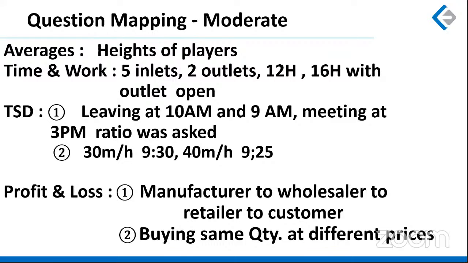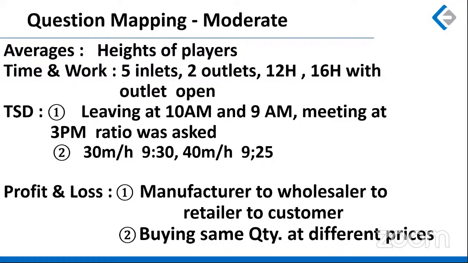Time and work, 5 inlets, 2 outlets. Now this has nothing to do with actually the number 5 and 2. There is one inlet and one outlet. You could have done it that way also. So inlets alone take 12 hours. Inlets with the two outlets would take 16 hours. So what time would it take to fill 75% of the empty tank? Again, a very standard type of question, just a moderate thing.